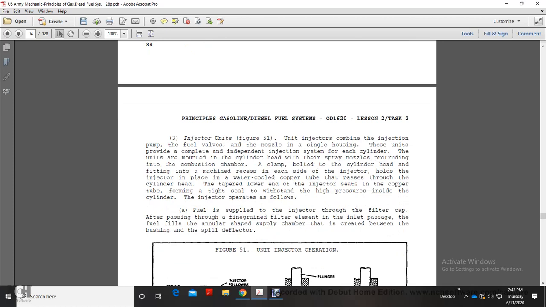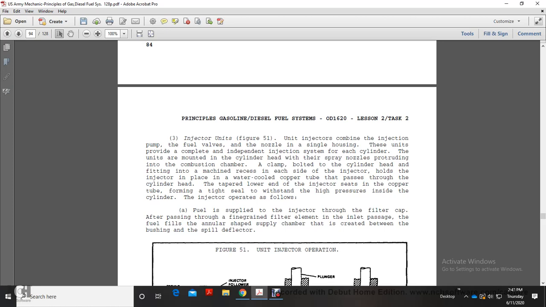A clamp bolt secures the injector to the cylinder head, fitting into a machined relief on each side of the injector hole. The injector is placed in a water-cooled copper tube that passes through the cylinder head. The tapered lower end and the fuel seat of the copper tube form a tight seal against the high pressure inside the cylinder.